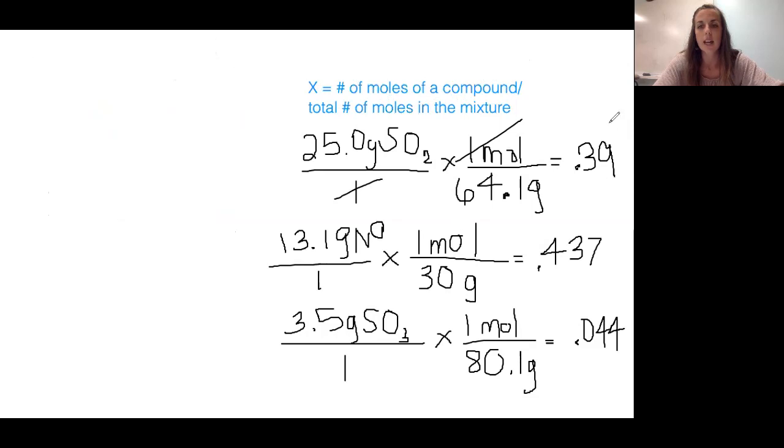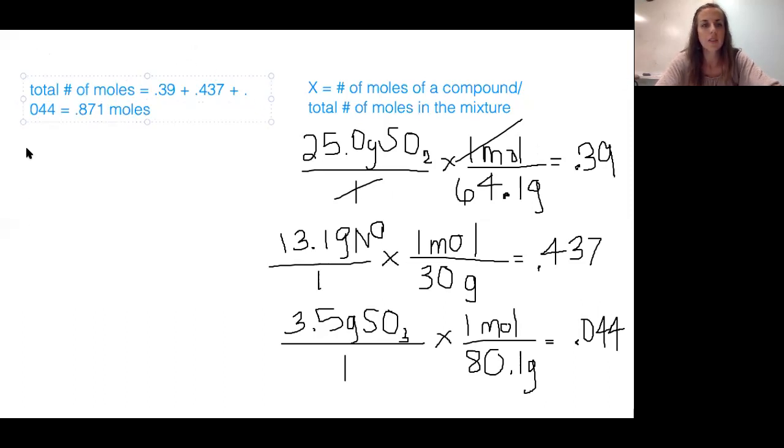So 0.39 plus 0.437 plus 0.044. I'm going to type that out for you real quick. Total number of moles, 0.39 plus 0.437 plus 0.044. And that's going to give me 0.871 moles. Now I have my total, and now I have each piece that I need.